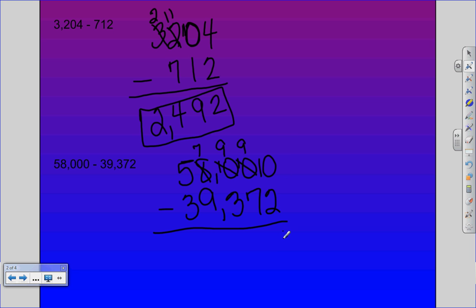10 minus 2 is going to be 8. 9 minus 7 is going to be 2. 9 minus 3 is 6. 7 minus 9, you can't do that, so you have to come over here and borrow from the 5. This becomes a 4, and this now becomes 17 minus 9.